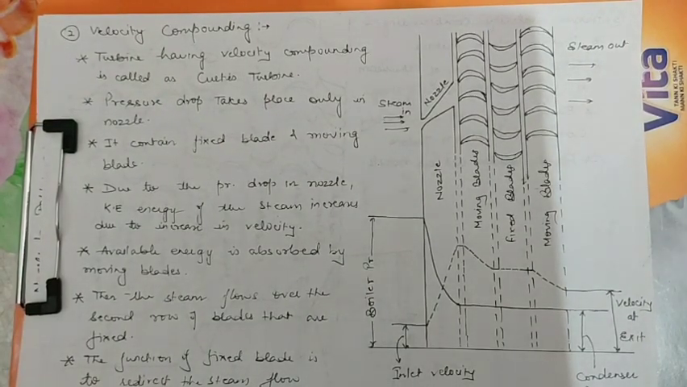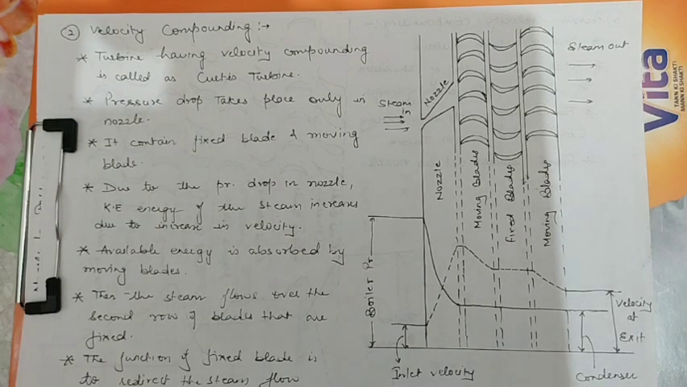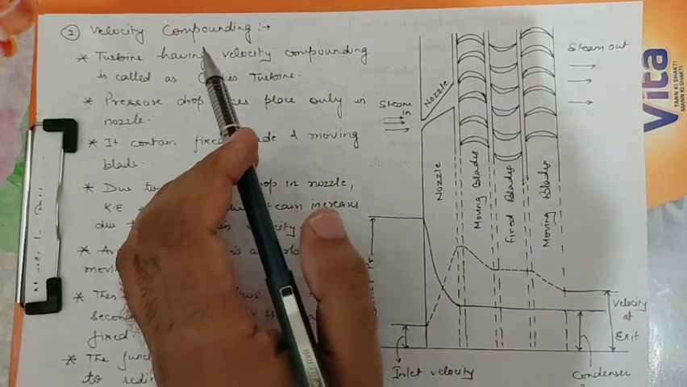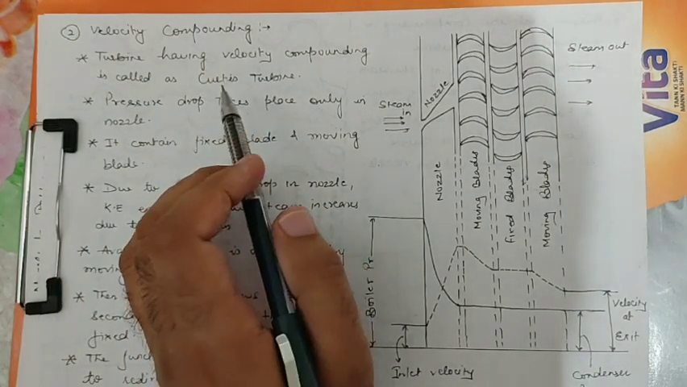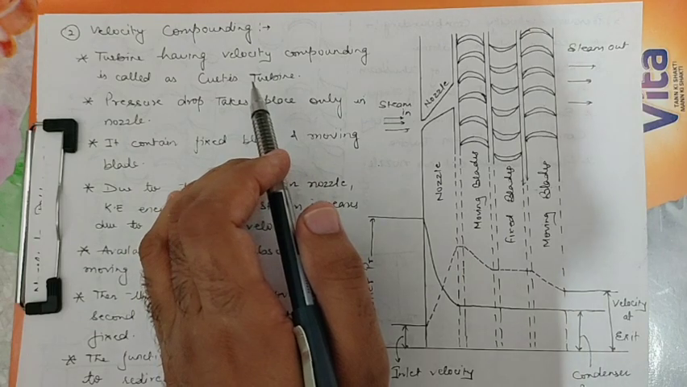Good afternoon, dear students. In the previous lecture, we discussed one method to reduce the rotor speed, that is pressure compounding. Today we are going to discuss velocity compounding. The turbine in which velocity compounding is used is called the Curtis turbine.